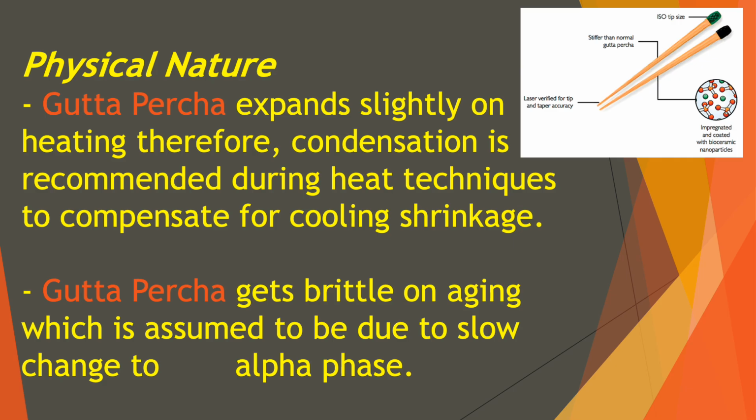The physical nature of the gutta-percha is like this picture. It's like tapered cones with different sizes. The gutta-percha expands slightly on heating, therefore we have to condense it after we heat it to compensate for the cooling shrinkage. And gutta-percha gets brittle by aging. When we take an expired gutta-percha and try to bend it, it will fracture suddenly.